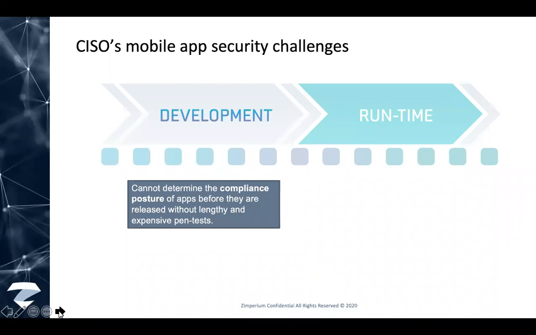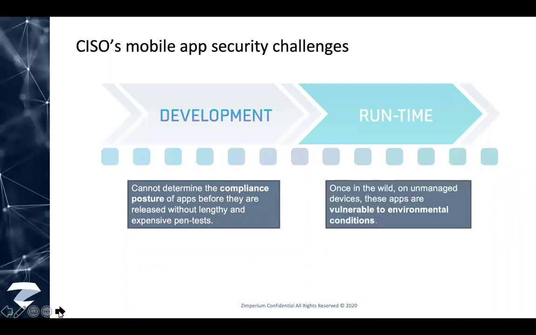CISOs have no ability in line today to be able to determine if those risks even exist. But here's the bad news. That's an environment that is within the walls of the company. They control that. What happens when you actually put these apps out in the wild?